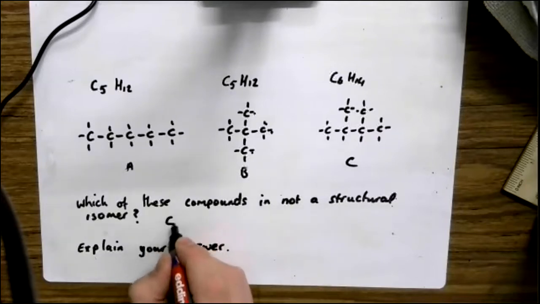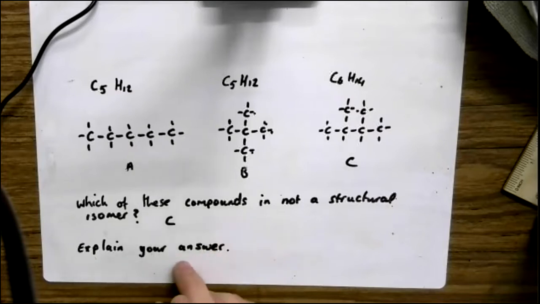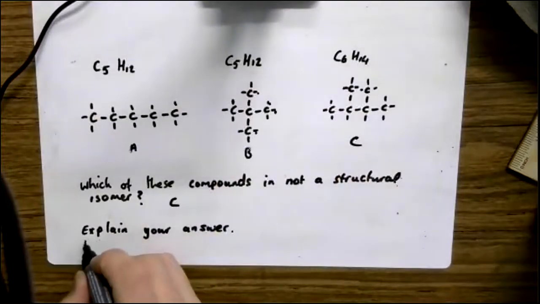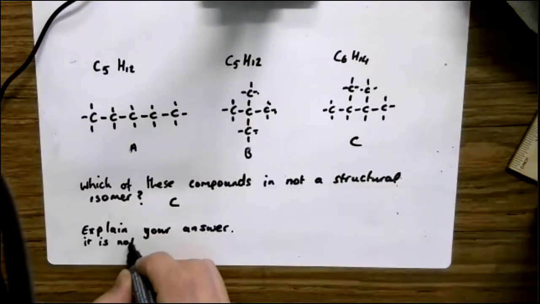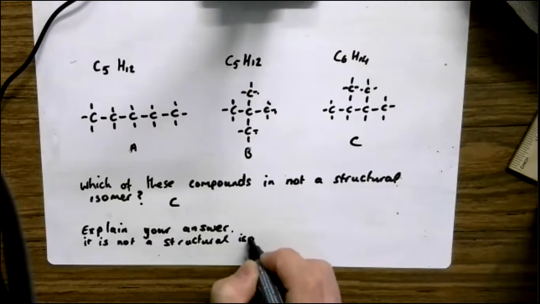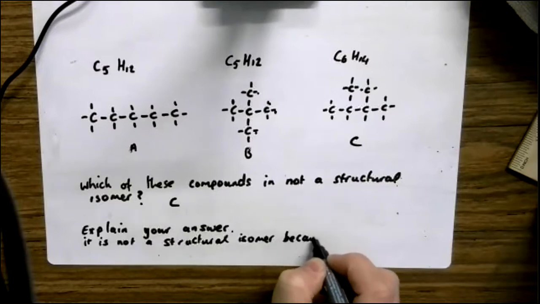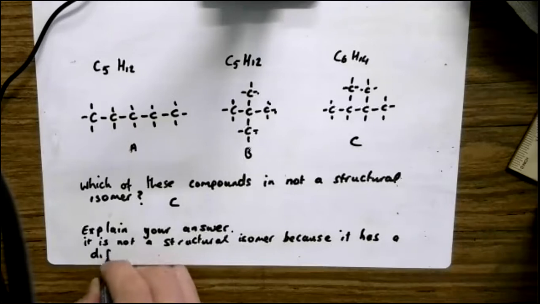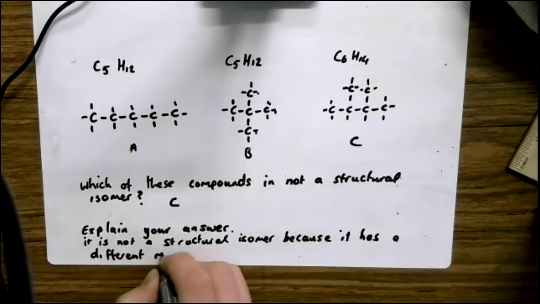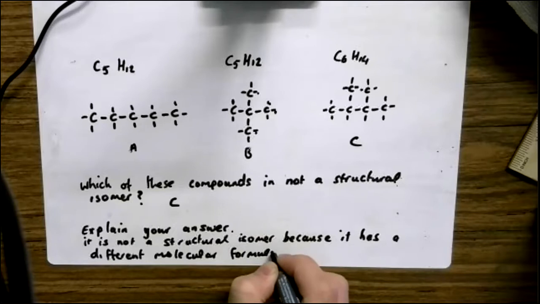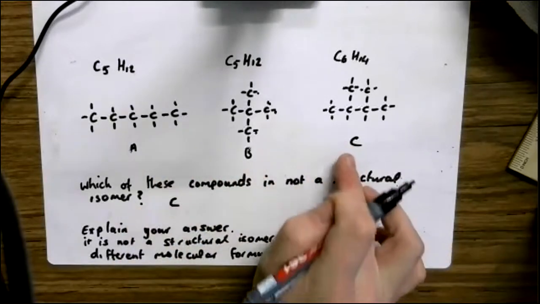I'm hoping that you went for C. If you did, well done. Explain your answer. Why is it not a structural isomer? I'm hoping that you wrote something about it not having the same molecular formula as the others. So it is not a structural isomer because it has a different molecular formula. It is not a structural isomer of these two because it has a different molecular formula.